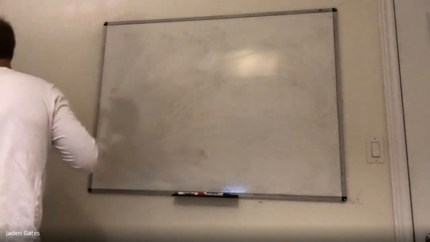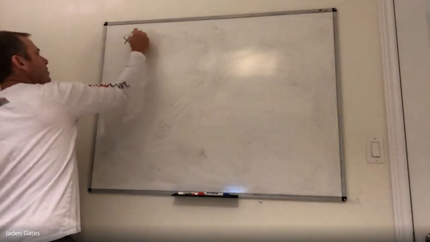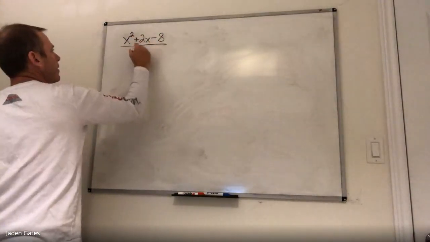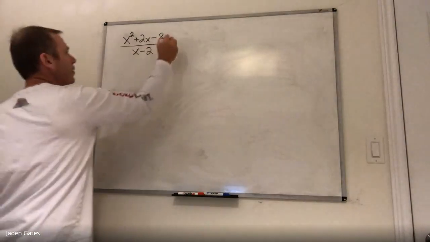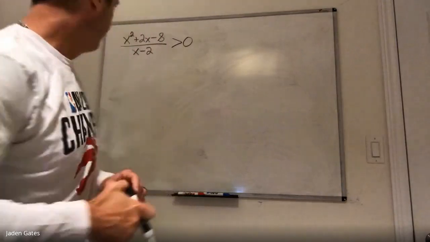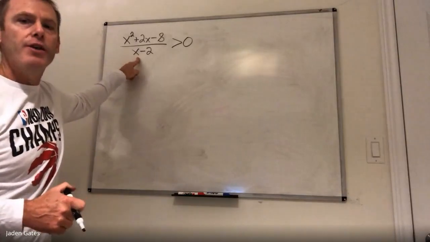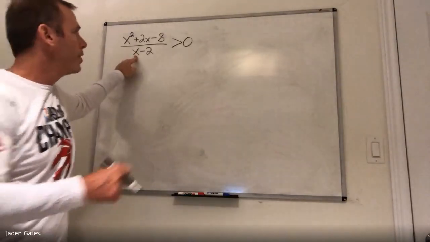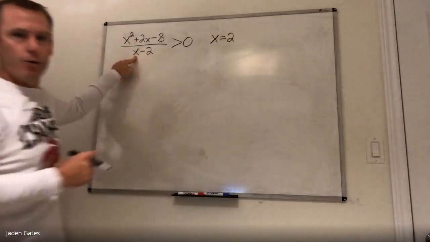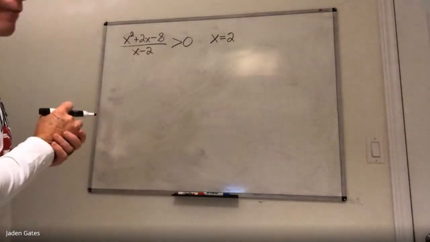Number 4, where we have x squared plus 2x minus 8, and the denominator here is x minus 2, and it's greater than 0. So I don't have to move anything around here because it's already done. Now, immediately, I see our denominator is undefined at x equals 2. So one of our numbers in our chart is going to be x equals 2 because there's a vertical asymptote there.